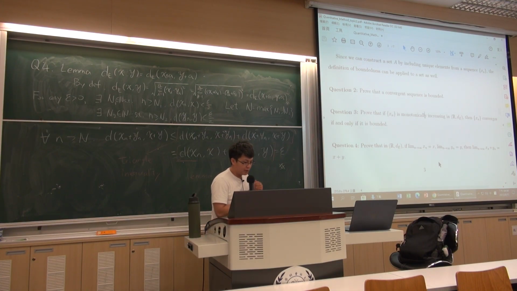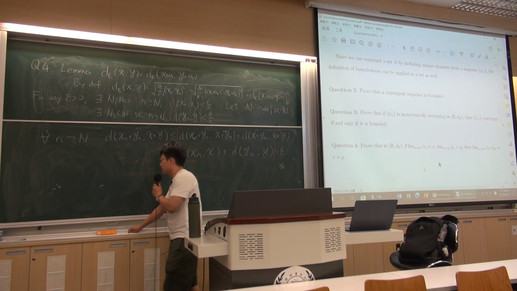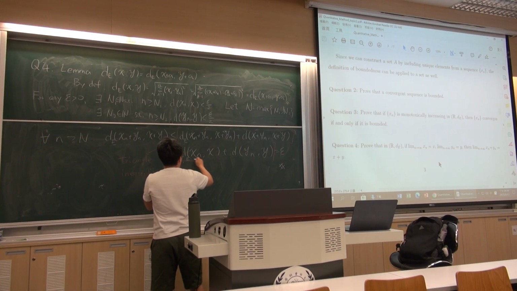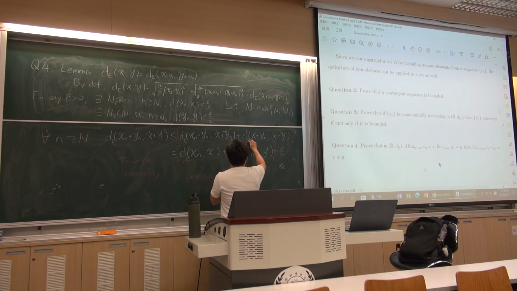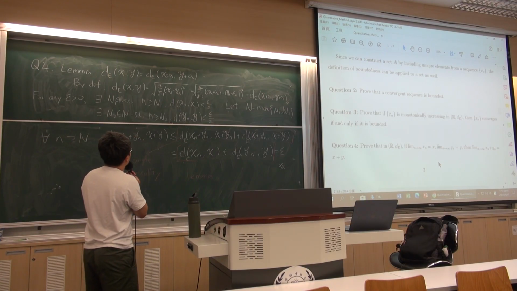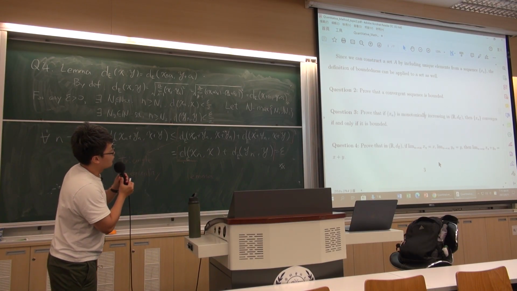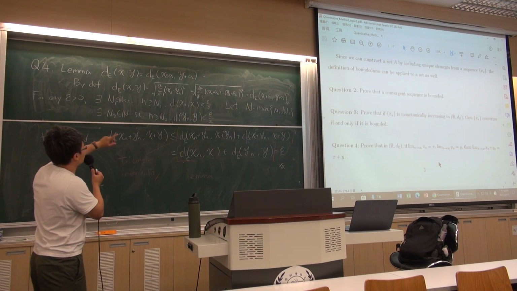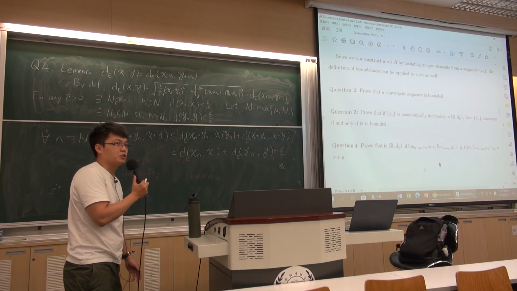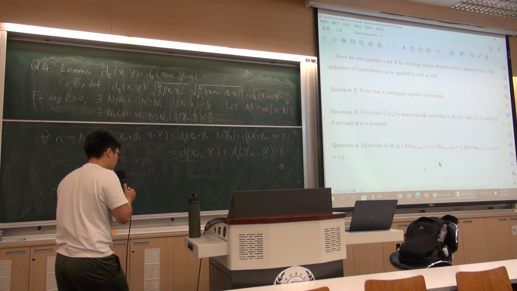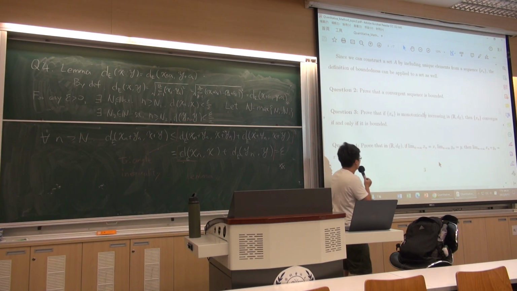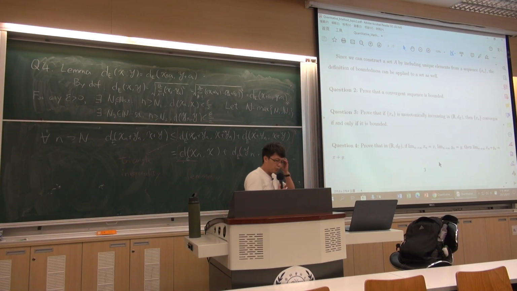Okay, so in these questions, we're working in Euclidean space. Right, so in this case, we know that the sequence of xn converges to x, and the sequence of yn converges to y, right? And we want to prove that the limit of the sum of these two sequences converges to x plus y.